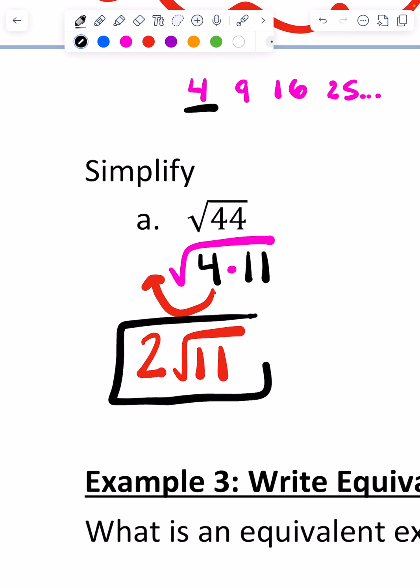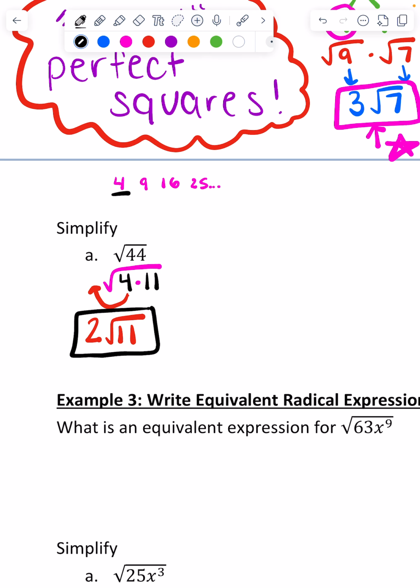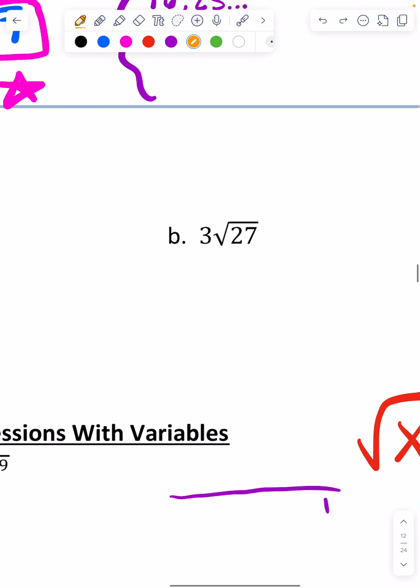And sometimes we could keep going, but 11 I cannot break down any further into any other perfect squares, so we're done. That's our final answer. We could double check in our calculator, type this in and this, just to make sure we got this answer right. We should still be getting the same exact decimal. All right, let's try one more over here.